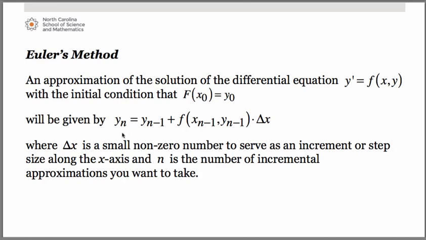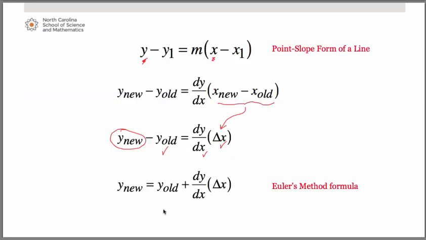And the approximation is going to be given by y sub n is equal to y sub n minus 1 plus the function of x sub n minus 1 and y sub n minus 1. Now remember what f was referring to. F is referring to the derivative. So that is your slope times delta x. So really what we have here is simply a more formal statement of this. That's it. It's just another way to express it. It's the exact same thing.